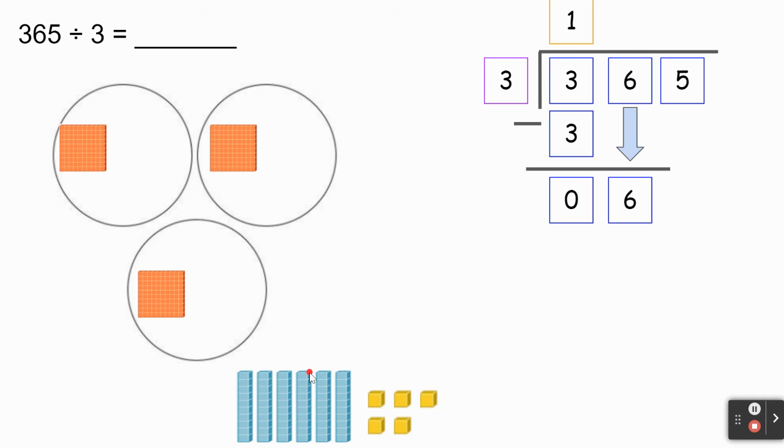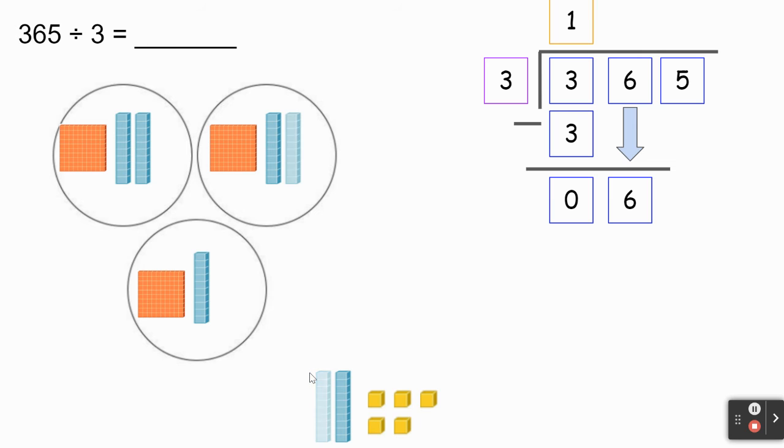We're going to give each group 1 rod at a time until we don't have enough rods to share evenly. Notice we're out of rods to share. So we're going to pause on sharing and record it in our standard algorithm. Each group has 2 rods in it. So we're going to place 2 up here in the tens place.